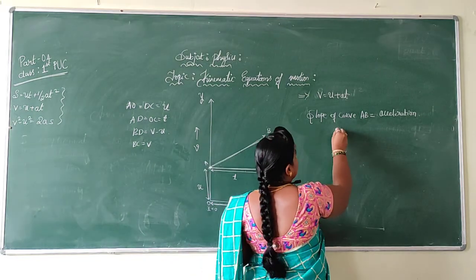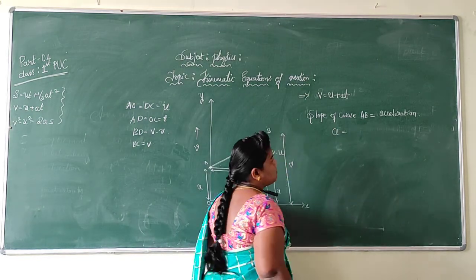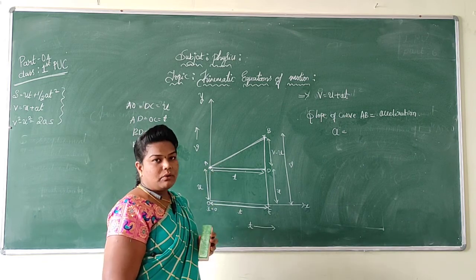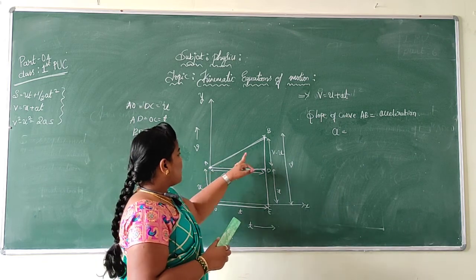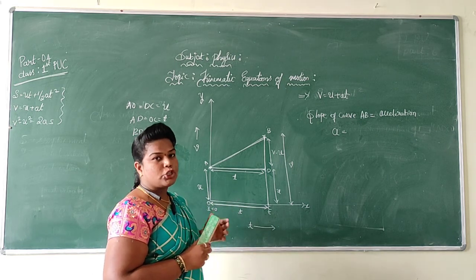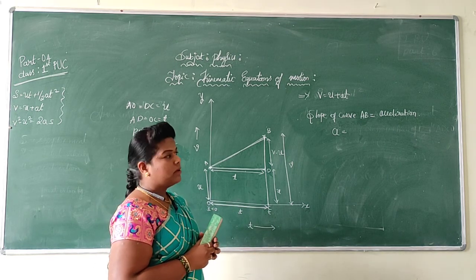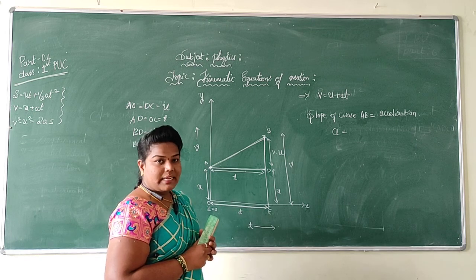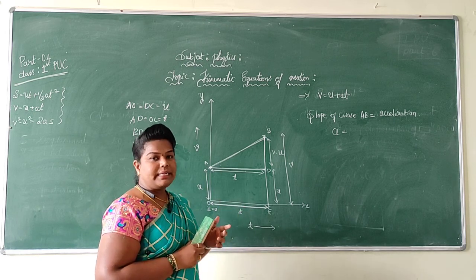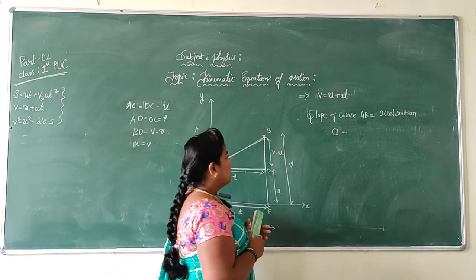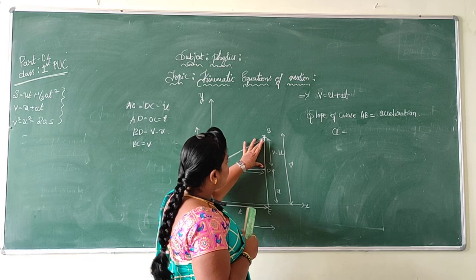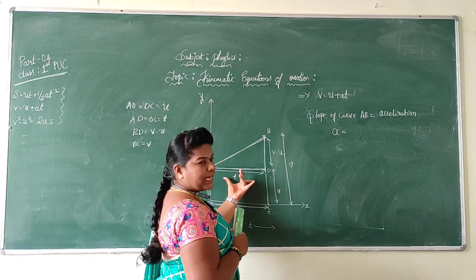So the acceleration is represented by the symbol small a. Now, the slope of the curve AB. How to calculate the slope? In the previous class, I showed you the calculation of the slope. The slope can be calculated just by taking tan theta or by writing it as y by x. So here the slope can be calculated as, here the y-axis is BD and the x-axis is AD.